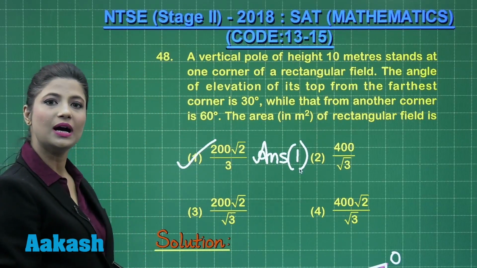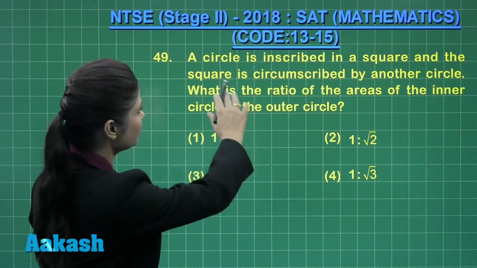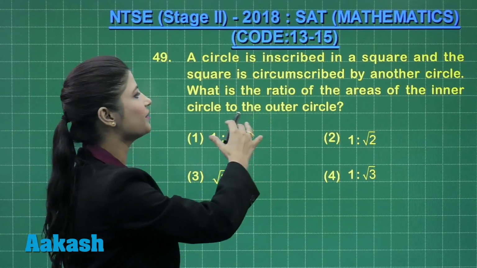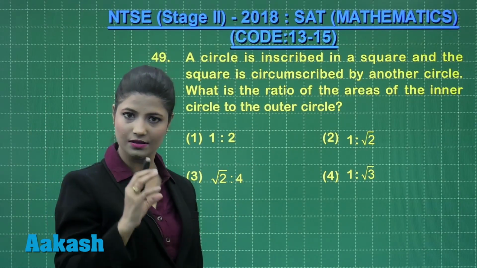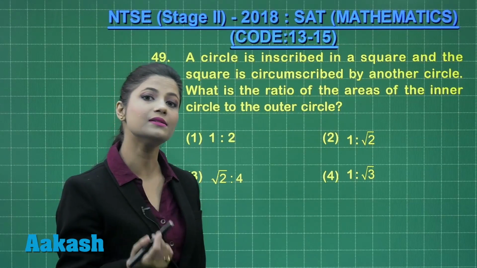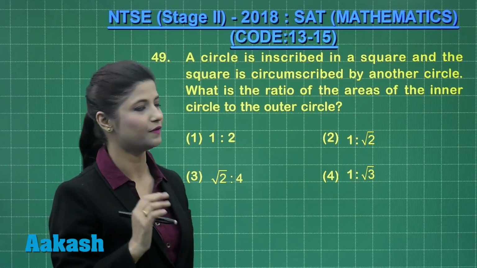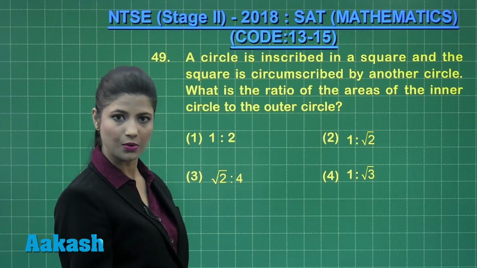Now, let's move on to our next question. Now, let's solve question number 49. It states here a circle is inscribed in a square and the square is circumscribed by another circle. So, this is a case where we have a circle and a square is circumscribing that circle and another circle is circumscribing that square. So, basically you have here 3 figures and you need to obtain the ratio of areas of inner circle to outer circle.